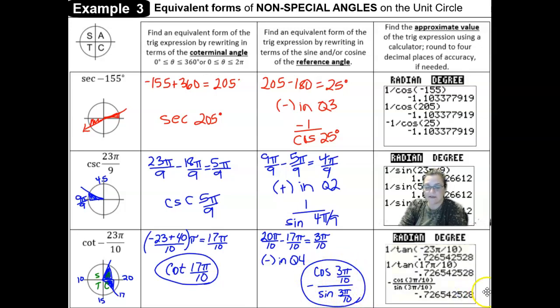And in the calculator, we can see that all 3 of those expressions are equivalent, and their decimal approximation rounded to 4 decimal places is -0.7265.